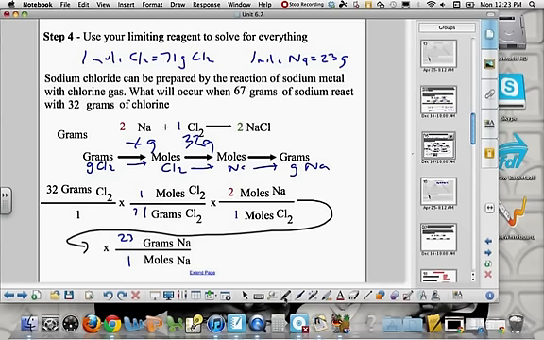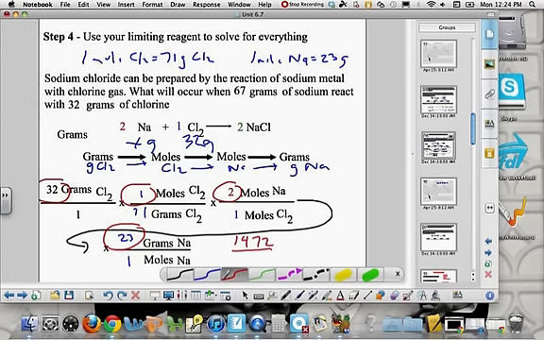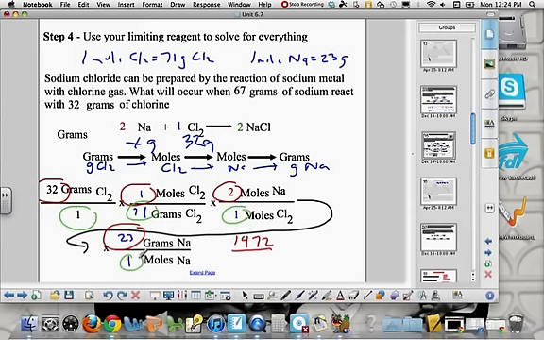Let's do our math. Up on the top, I have 32, 1, 2, and 23. And when I multiply, I get 1,472 up on top. Down on the bottom, I have 1, 71, 1, and 1. That gives me 71 down on the bottom.